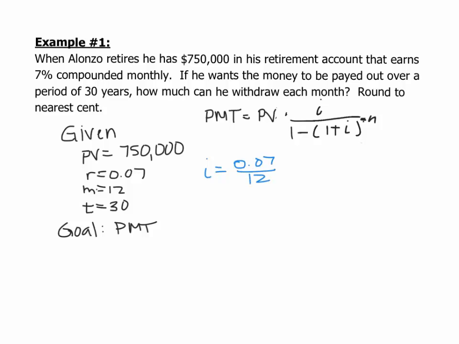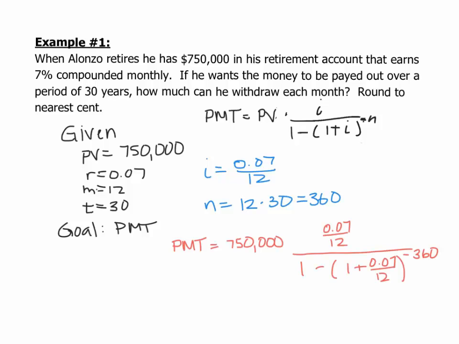Now if I found the decimal version of this, it would be a decimal that wouldn't terminate. It goes on and on. So don't find the decimal version and then round it. Leave it as 0.07 divided by 12. And my N is my M times my T, so it's going to be 12 times 30, so my N is going to be 360.